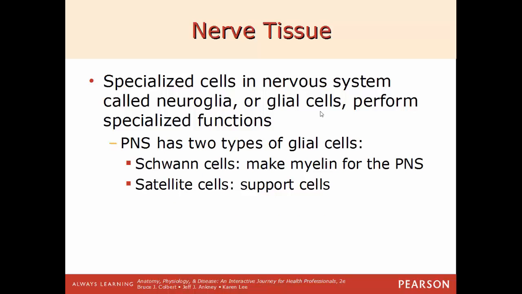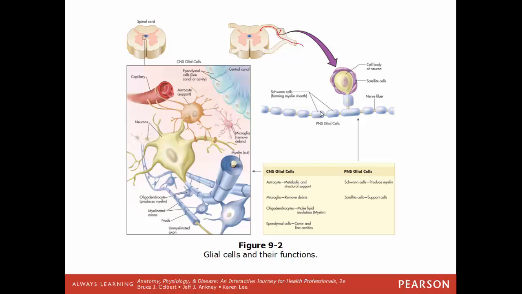Now, the peripheral nervous system has two supporting cells, with two types of glial cells. Schwann cells, these are cells that make myelin, but only in the peripheral nervous system. Schwann cells and oligodendrocytes have exactly the same function, but one is in the central nervous system, and one's in the peripheral nervous system. And lastly, the satellite cells, these are the supporting and nourishing cells for the peripheral nervous system.